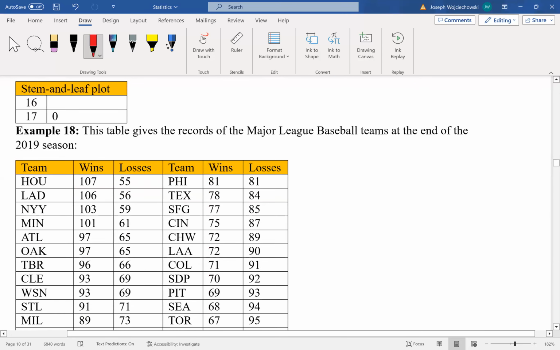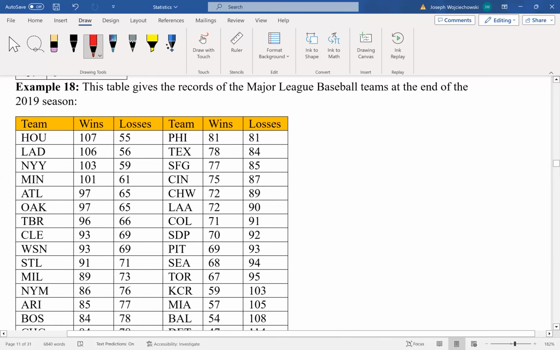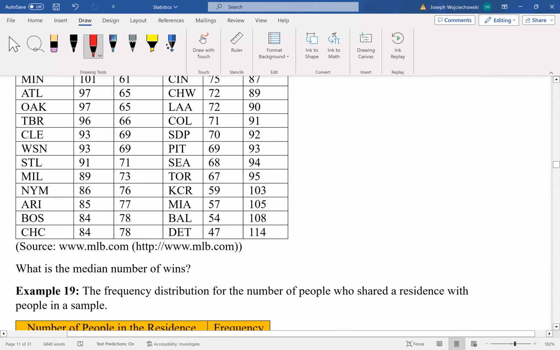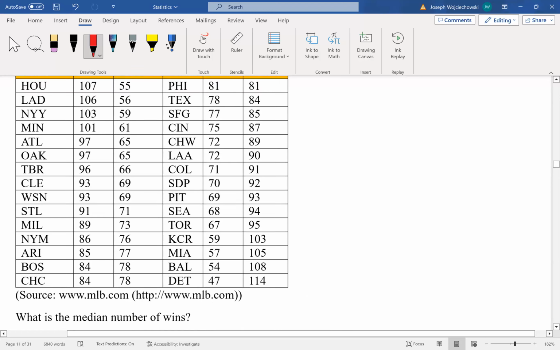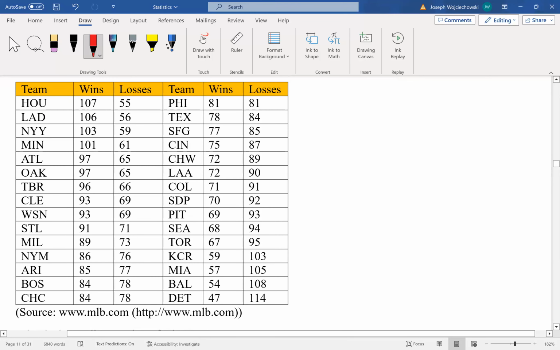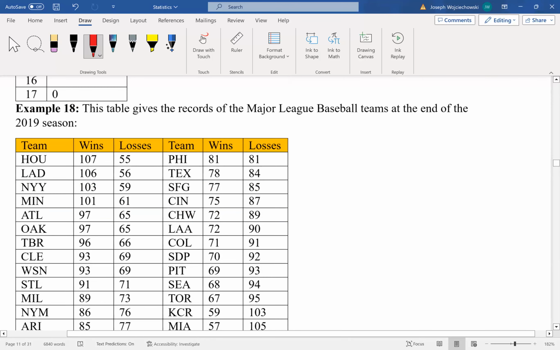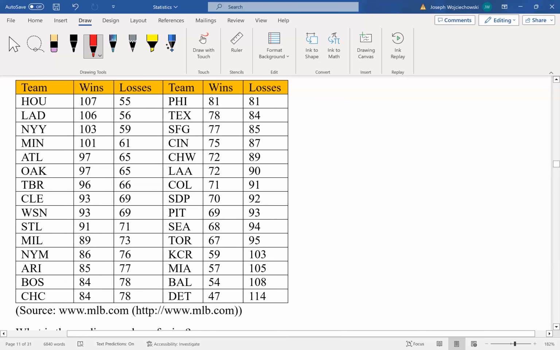Okay, now we're back to this. What is the median number of wins? How many data points do we have? I don't recall. So we'll recount them. 1, 2, 3, 4, 5, 6, 7, 8, 9, 10, 11, 12, 13, 14. So n equals 30. So we take n divided by 2.